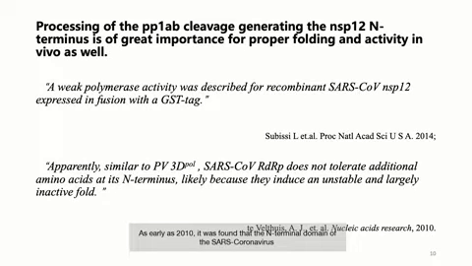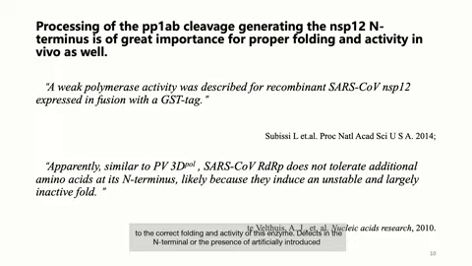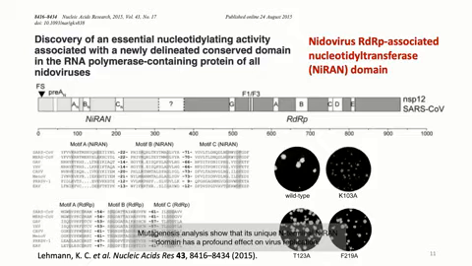As early as 2010, it was found that the N-terminal domain of the SARS coronavirus RNA polymerase seems to be particularly important to the correct folding and activity of this enzyme. Defects in the N-terminal or the presence of artificially introduced redundant amino acid residues can significantly affect the stability and activity of the polymerase. Mutagenesis analysis shows that its unique N-terminal NiRAN domain has a profound effect on viral replication.